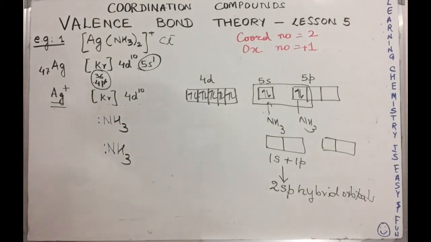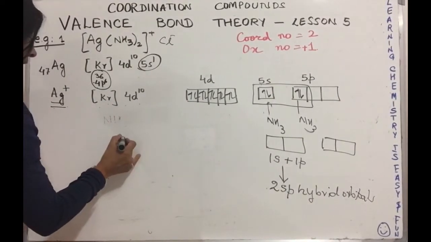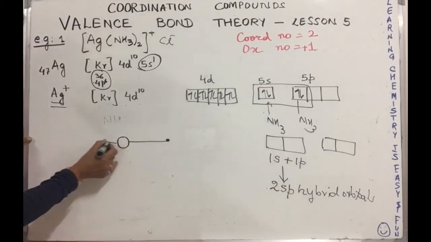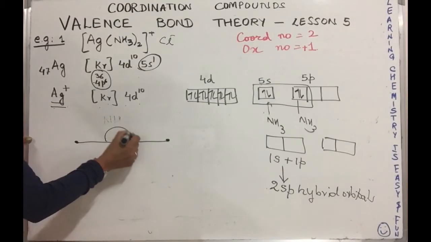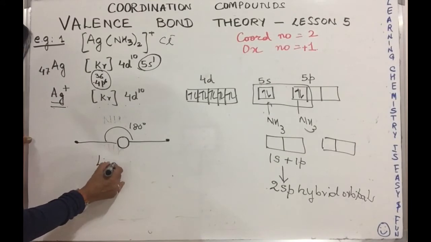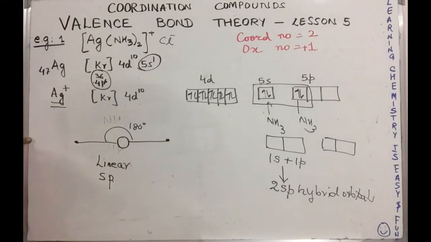So what do we have over here? What will be the geometry of this particular molecule? We will have silver and we will have ammonia, and we will have ammonia. Bond angle will be 180 degrees. The shape will be linear. Hybridization will be sp. Coordination number is 2 because each ammonia is giving one lone pair of electrons, right? Will it be paramagnetic or diamagnetic?